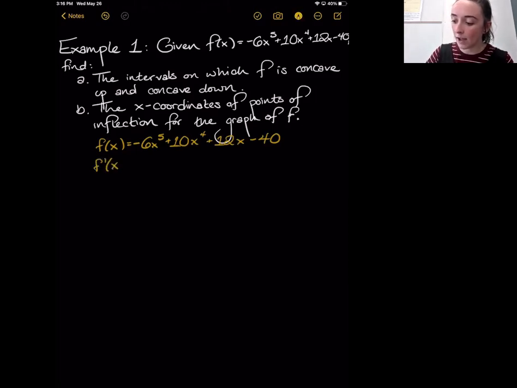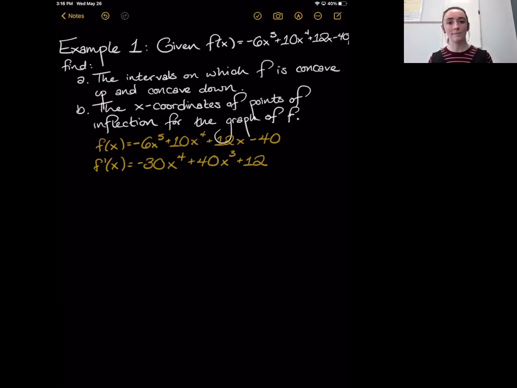f prime of x is negative 6 times 5, which is negative 30. Reduce the exponent by 1, x to the 4th. Then 10 times 4 is 40. Reduce the exponent by 1, so 40x cubed. And the derivative of 12x is just plus 12. And then that minus 40 is a constant. The derivative of a constant is 0. Awesome. That's our first derivative, f prime.